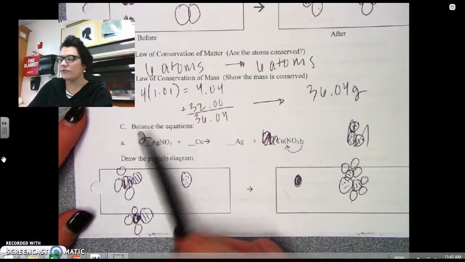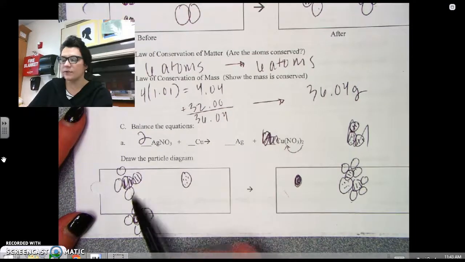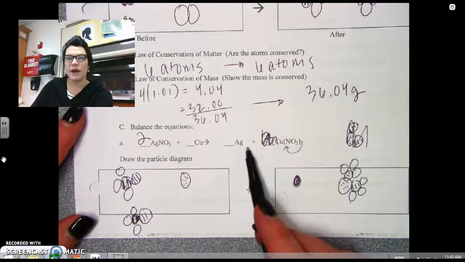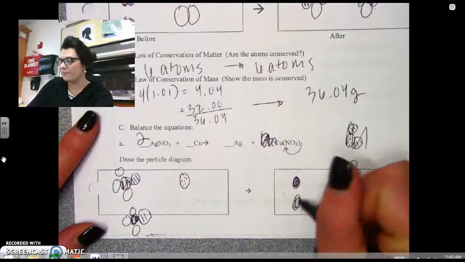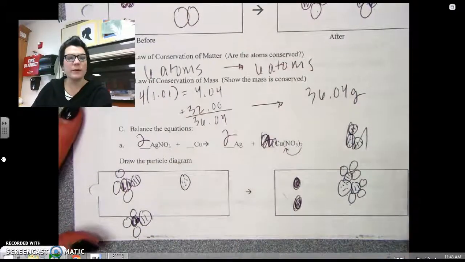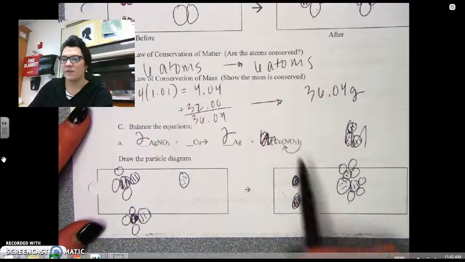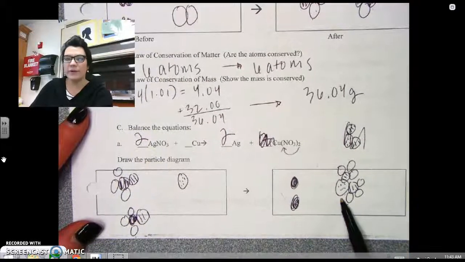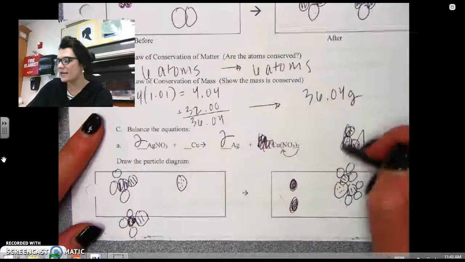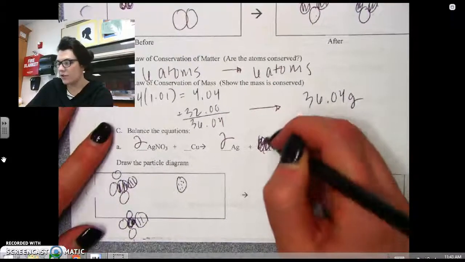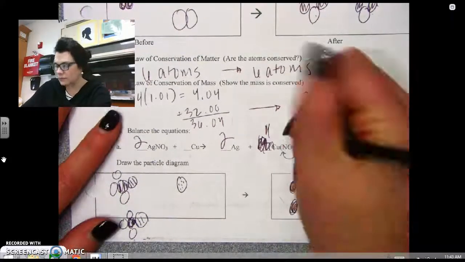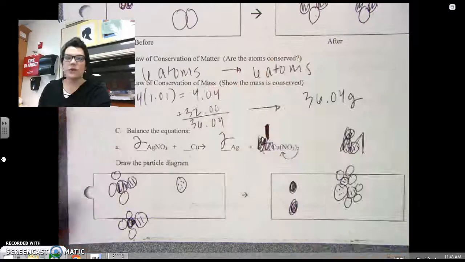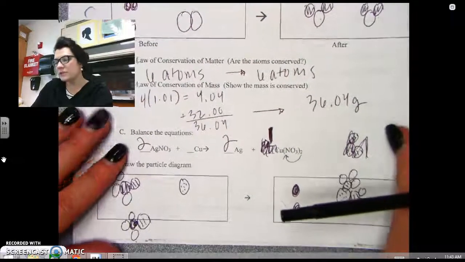Now this 2 out front changed my silvers here, right? Now I have 2 silvers. How many silvers do I have over here? I only have 1. So I need another silver, so I'm going to put a 2 coefficient. And then I have 1 copper here and 1 copper here, which means that's balanced. Therefore, this coefficient is just going to be 1. Sorry, 1. So I don't want to confuse any of you.